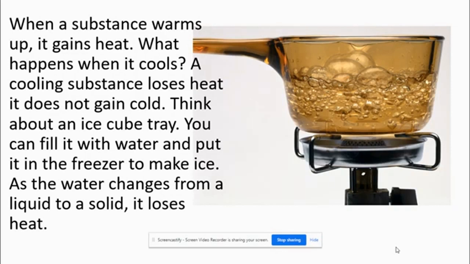All right. So a cooling substance loses heat. It does not gain cold.